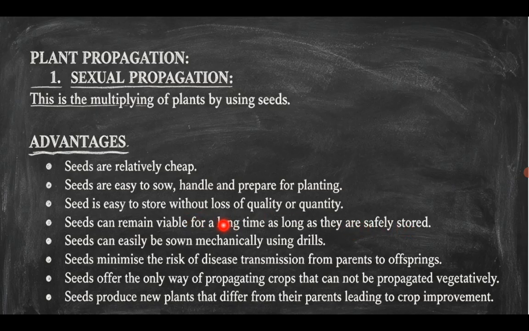For example, if you have maize seeds you are planning to plant next year, you can keep them safely and still be able to germinate them during the planting season. Seeds can easily be sown mechanically using drills. So you can make drills on the soil and bury the seeds there. They are going to germinate into plants.